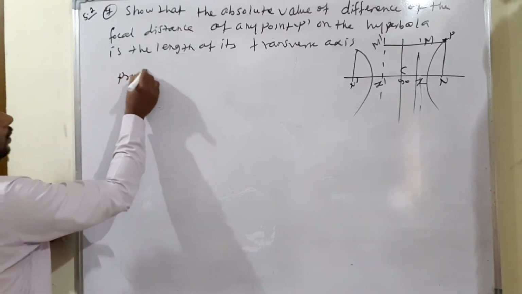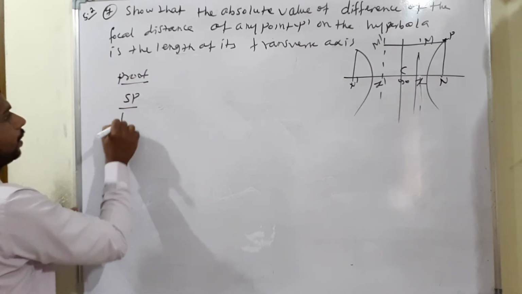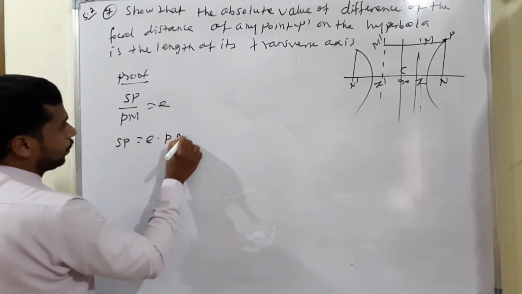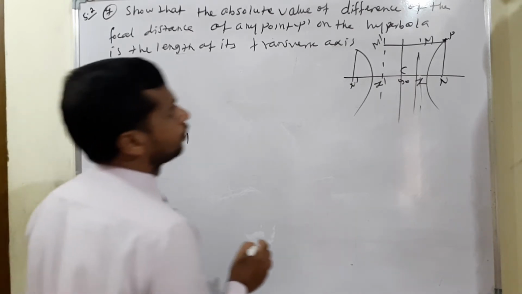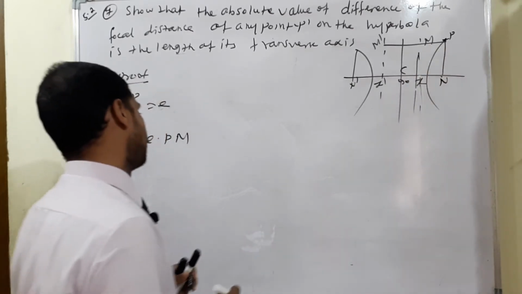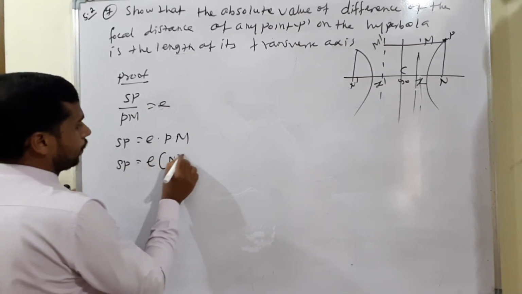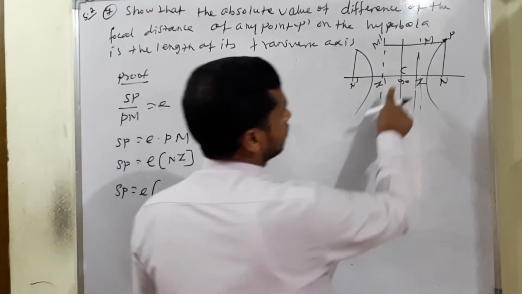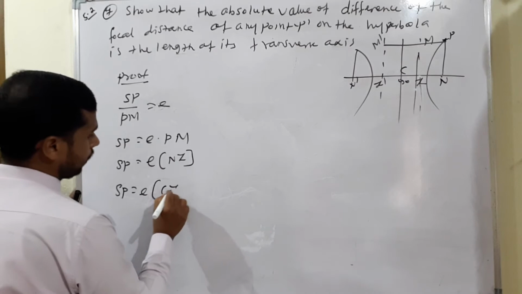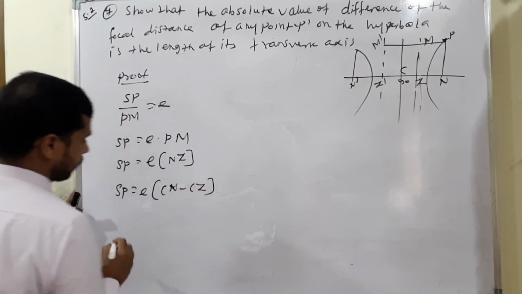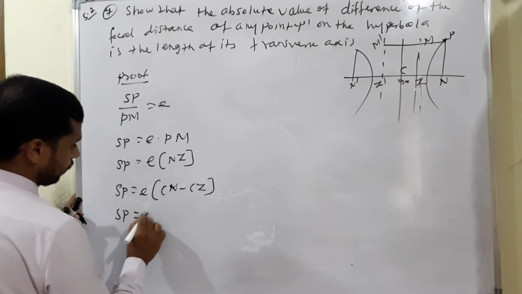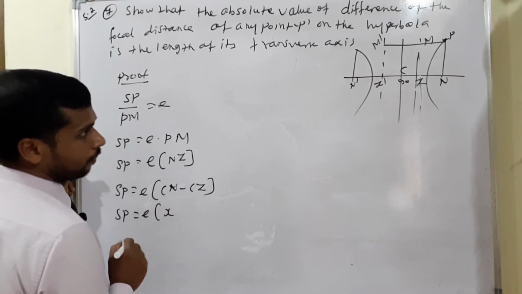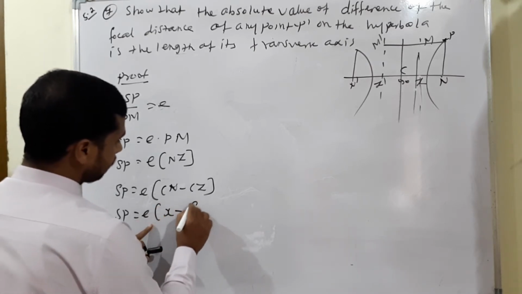You have to prove, isn't it? Proof: SP divided by PM is equal to E, means SP is equal to E into PM (cross multiply). Therefore, the PM distance is equal to NZ, isn't it? Therefore, SP is equal to E into NZ, means Cn minus Cz. Therefore, SP is equal to E into Cn, where already we know the x term because that is called the vertices. Now, x minus Cz means A by E.